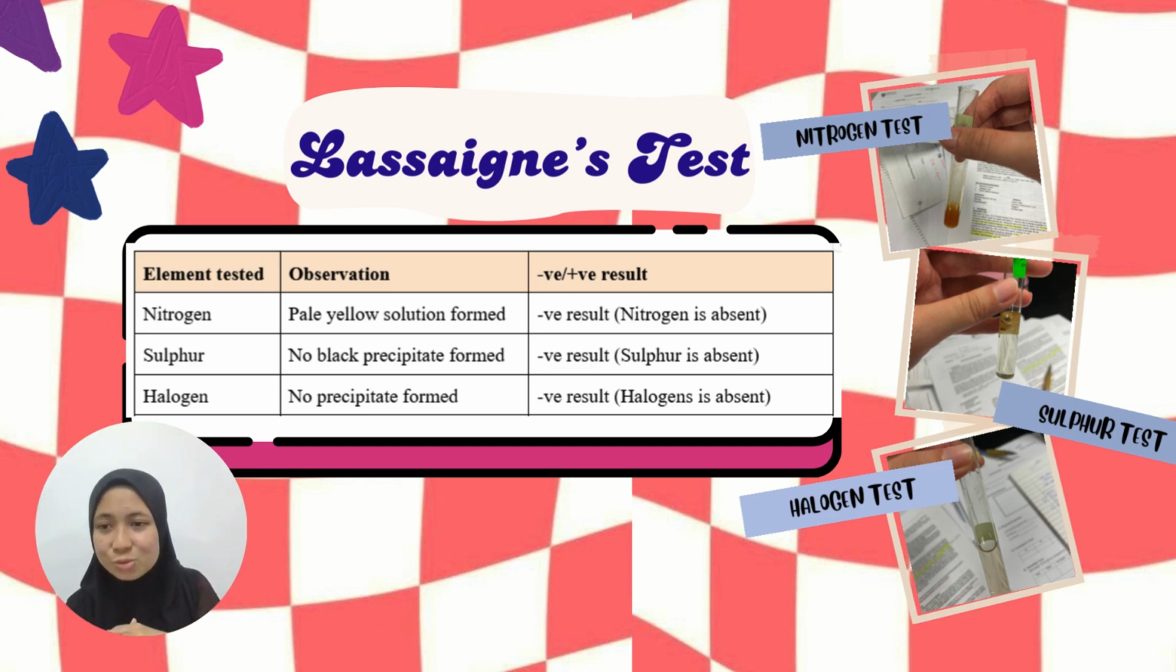So we go to the first one, which is the nitrogen test. What we get here is the observation of a pale yellow solution, which indicates a negative result, which means that nitrogen is absent. The second one is the sulfur test. No black precipitate formed, and this means also a negative result, so sulfur is absent in this compound. And the last one is the halogen test. Also, no precipitate formed, which indicates a negative result for the halogen test, and halogen is absent for this compound.